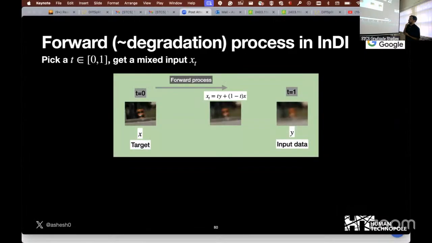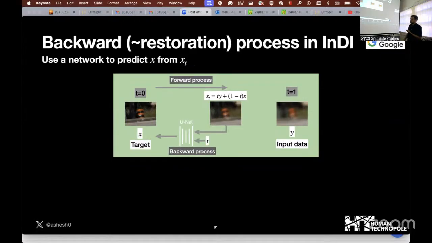And the way it works in INDI is that you pick a number t between 0 and 1, and then you do a weighted average between these two images. The first image is from your target, the other image is from the input. So you create essentially xt. Every time you pick a t, you will mix differently. And in the backward process, you feed this into the network, and the t as well. And the task is you train this network to get the clean estimate.